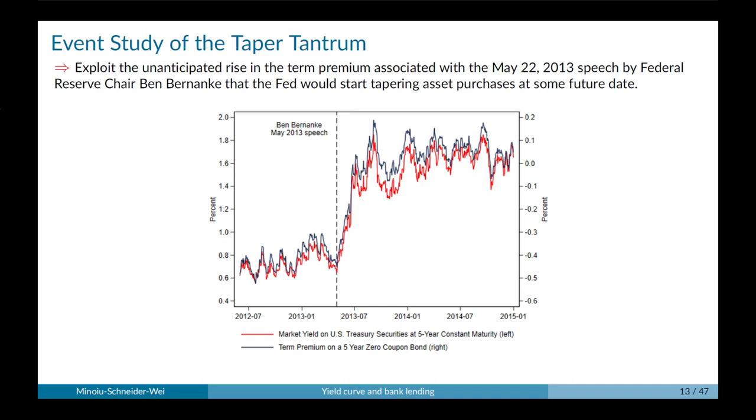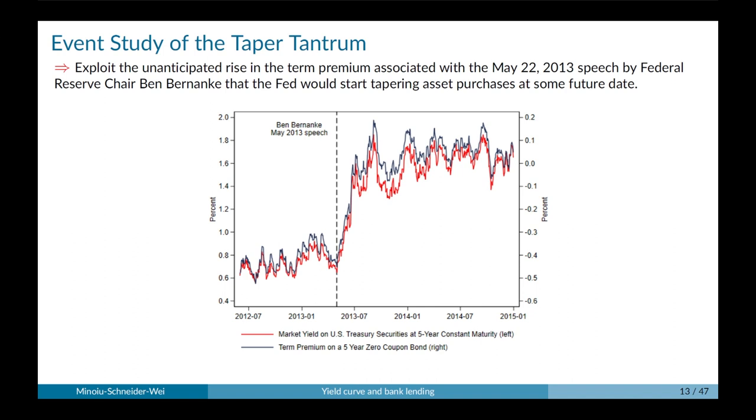What happened then is that in May of 2013, former Federal Reserve Chair Ben Bernanke gave a speech in the Q&A session following his congressional testimony. He noted that the Fed would start tapering. It would slow down the pace of asset purchases at some future date without being precise about the date. And what happened subsequently is that market participants interpreted this speech as injecting quite a bit of uncertainty about monetary policy, and the term premium rose sharply. And based on the Kim Wright model, that rise was pretty sustained over a few quarters.